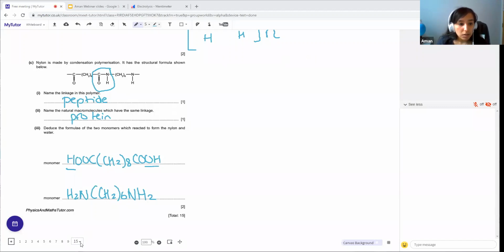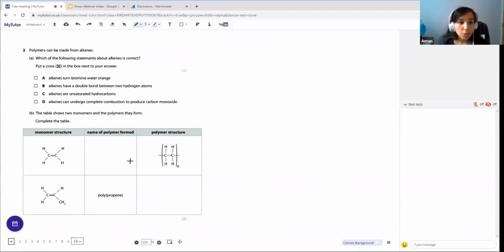Okay, great. So the last question that we'll do before we go on to electrolysis. Polymers can be made from alkenes. Which of the following statements about alkenes is correct? A, do alkenes turn bromine water orange? B, do alkenes have a double bond between two hydrogen atoms? C, are they unsaturated? And D, can they undergo complete combustion to produce carbon monoxide? What do we think? A, B, C, or D?